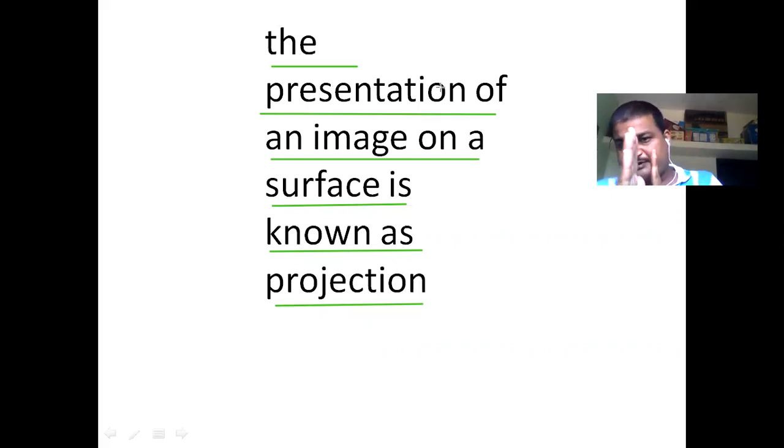Now, is it clear to everybody what you mean by projection? Am I audible? Yes, sir. Then is it clear to everybody what you mean by projection? Yes, sir. Projection means simply presenting something on the surface. Okay, you have to present or draw images on a surface, and we will call it projection.